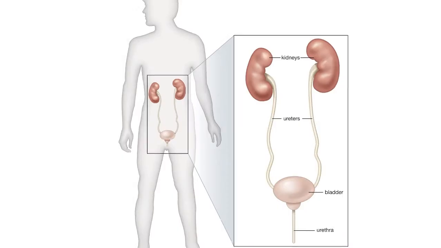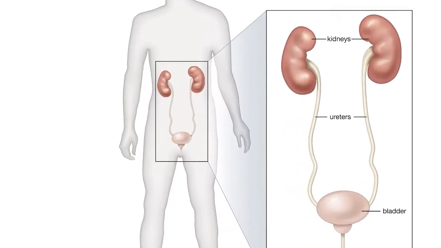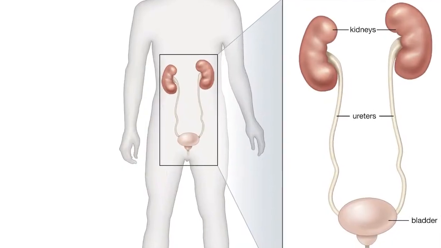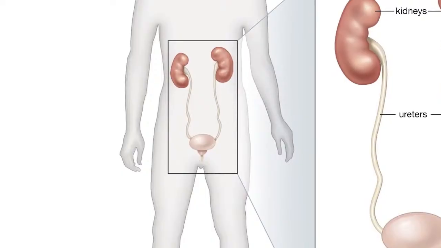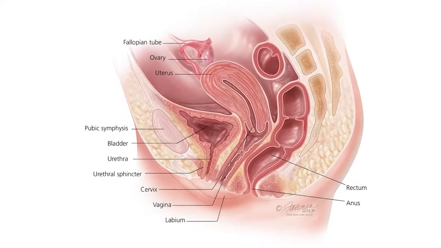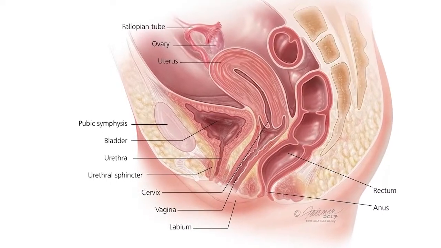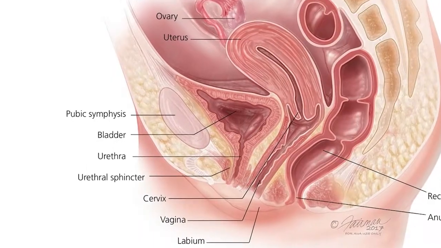Urethra. The urethra is a tube-like structure that carries urine from the bladder to the outside of the body. In males, the urethra is longer, approximately 20 centimeters in length, and also carries semen during ejaculation. In females, the urethra is shorter, approximately 4 centimeters in length, and located closer to the clitoris and vaginal opening.